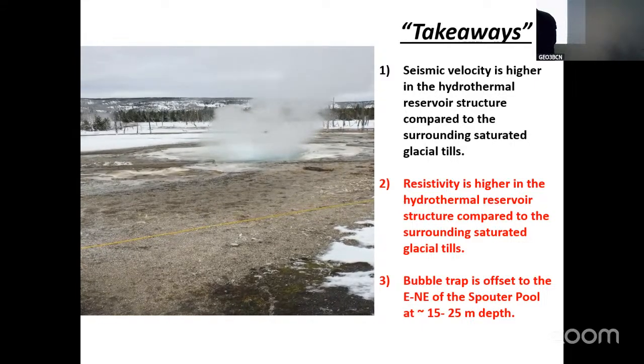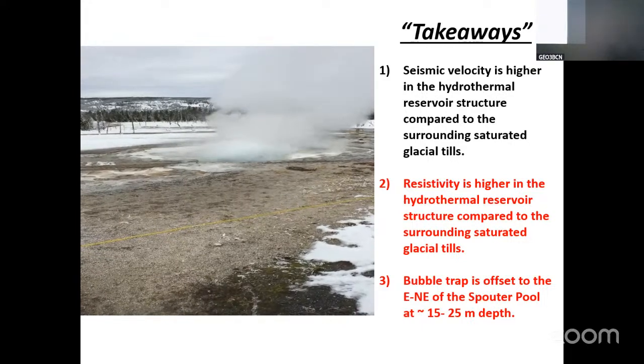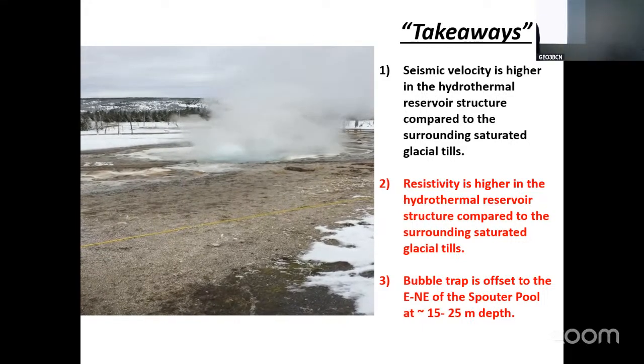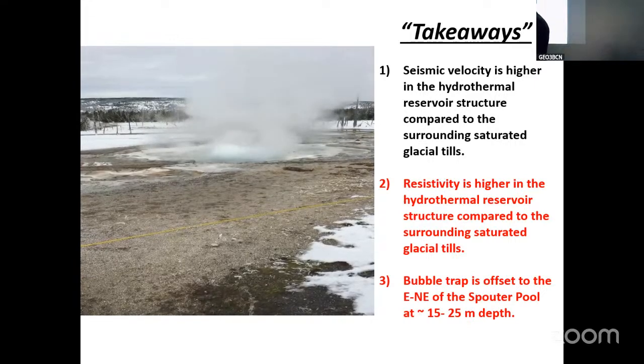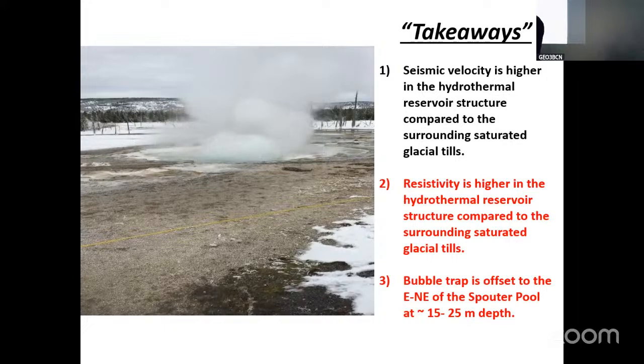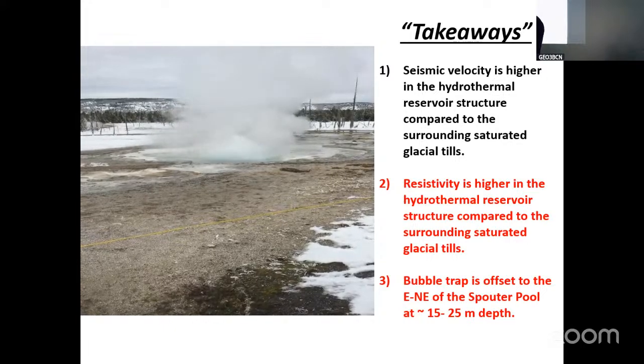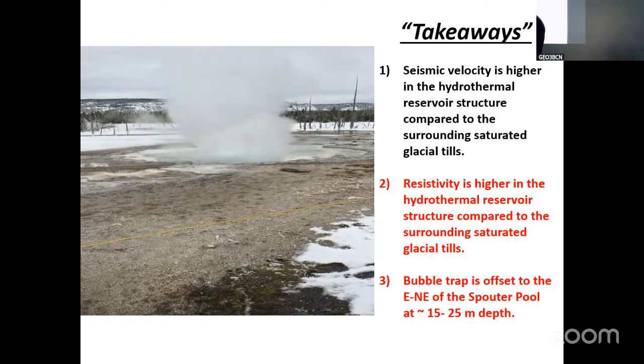The electrical resistivity is higher in the hydrothermal reservoir structure compared to the surrounding glacial tills. Now, even though this structure has water in it, which you think would lower the resistivity, the predominant amount of the material in the geyser reservoir structure is silica. Therefore, it's going to be a higher resistivity electrically in bulk.